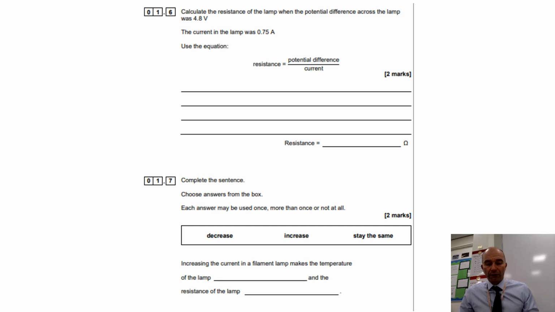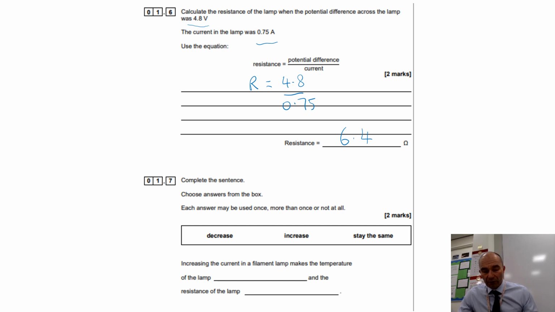1.6, we need to calculate the resistance now. So again, we're given that the potential difference is 4.8 volts, the current is 0.75 amperes. Again, we're given the equation, we just need to substitute our numbers in correctly. So that means resistance R is 4.8 divided by 0.75. Again, put those numbers in your calculator and you get 6.4 ohms.